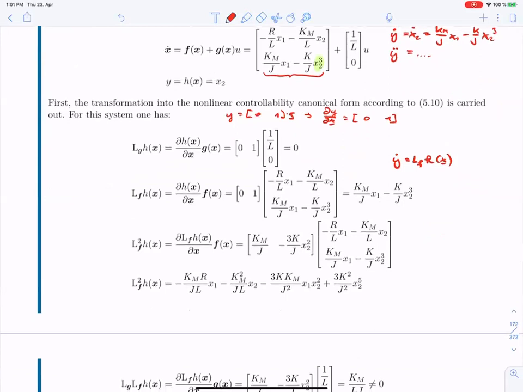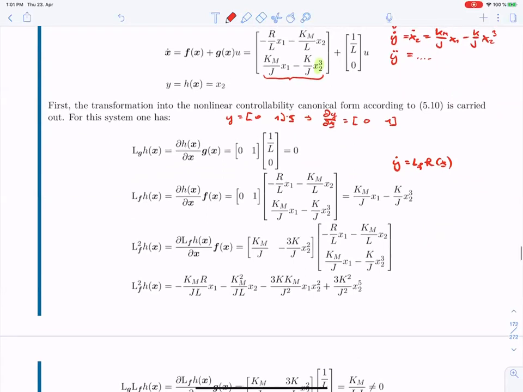So this is the expression that we're dealing with. To carry on, we have to compute the gradient of L_f h of x. So we're looking at this one, the gradient with respect to x1. The derivative with respect to x1 is Km over J. For x2, it's obviously minus 3 times K over J times x2 to the second power. Maybe I should use some spacing here to indicate that this is a vector element. And obviously it's 0 for x3. I'm sorry, it should not be 0. It's simply like this. And there's the gradient, as you can see here.